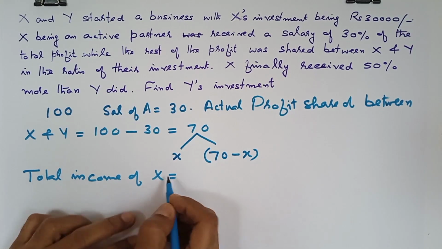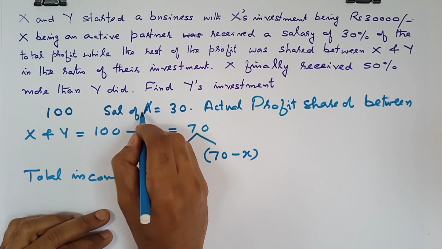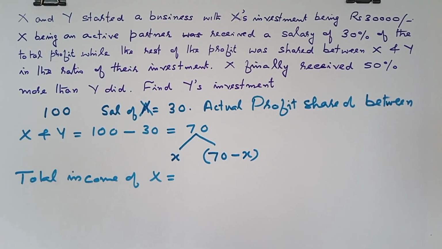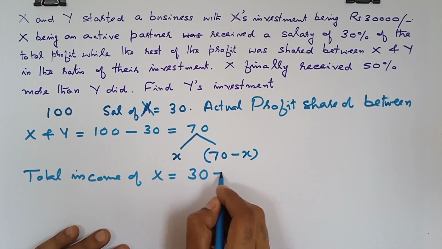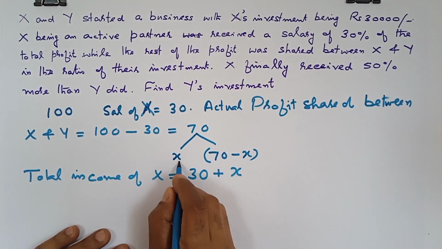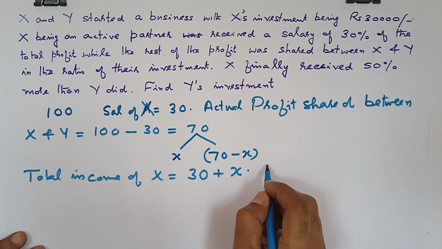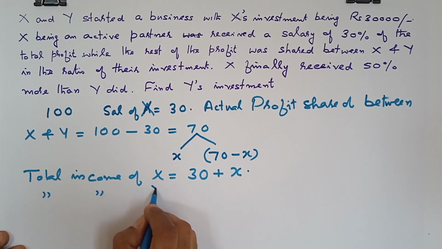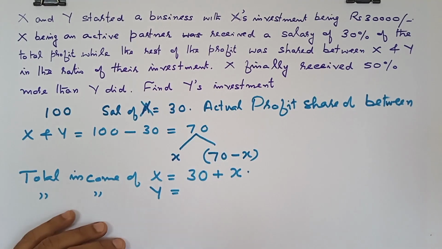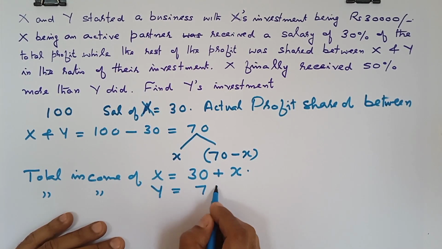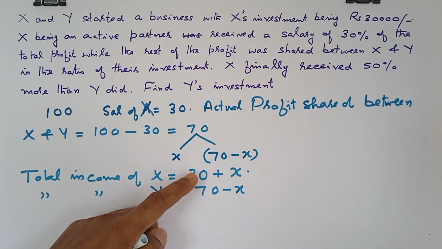Now let's work out the total income of X. That will be his salary. Okay, sorry, I made a mistake here. Salary of X. Total income of X will be 30 plus whatever he got as profit share. Similarly, total income of Y. Y has only one component of income, which is his profit share, because he is a passive partner from the problem. So 70 minus x.